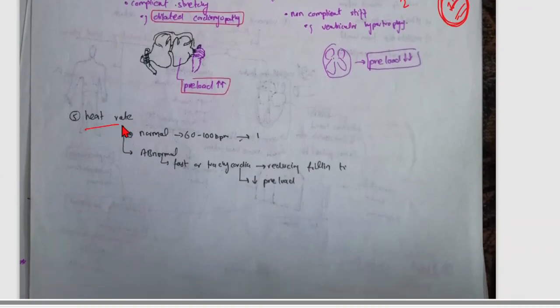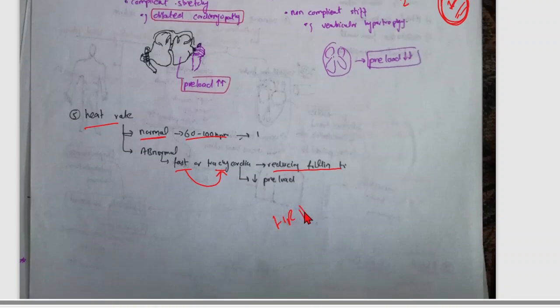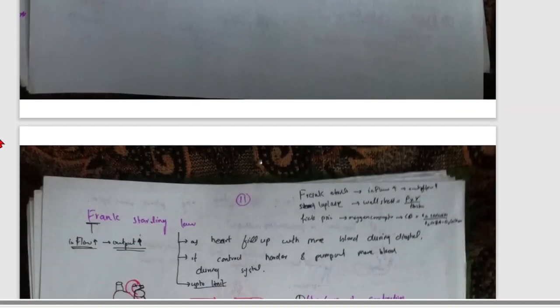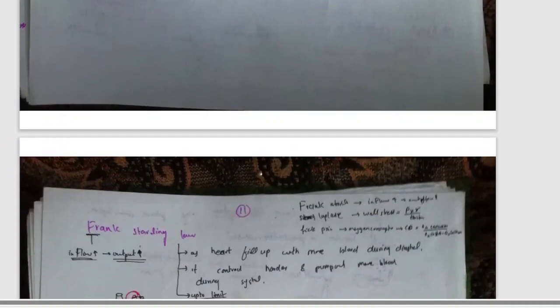Now another is the heart rate. Normal heart rate is 60 to 100 beats. If the heart rate is abnormally fast, that is called tachycardia. If the heart rate is so much increased, what will happen? The filling is reduced. The filling becomes reduced, and the preload becomes decreased. This is the simple thing about the heart rate. Okay, now we will explain the Frank Starling mechanism.